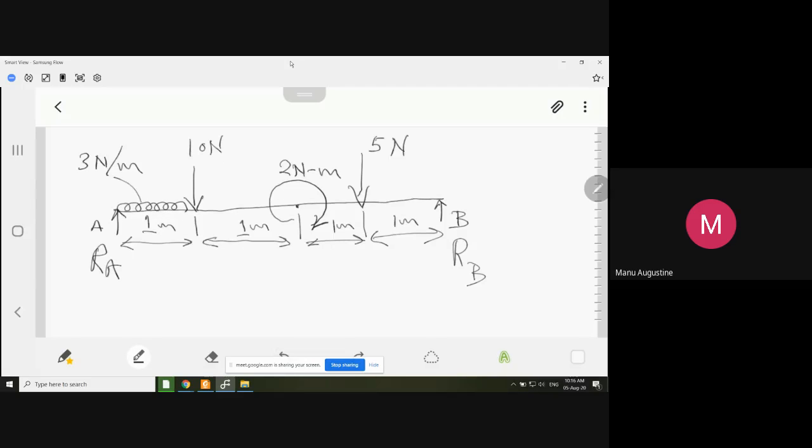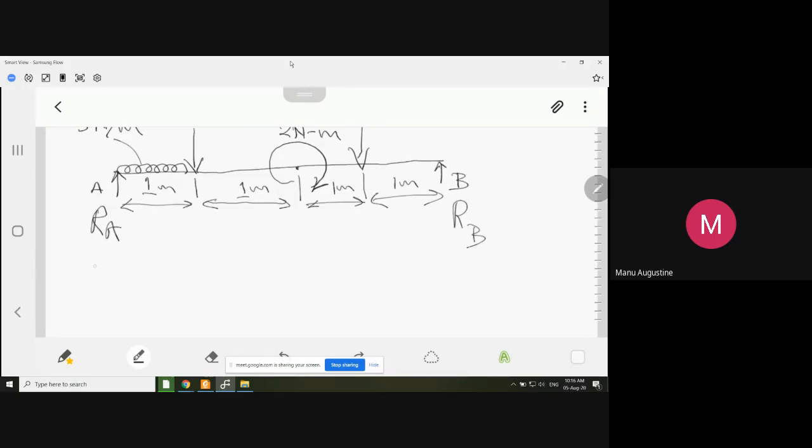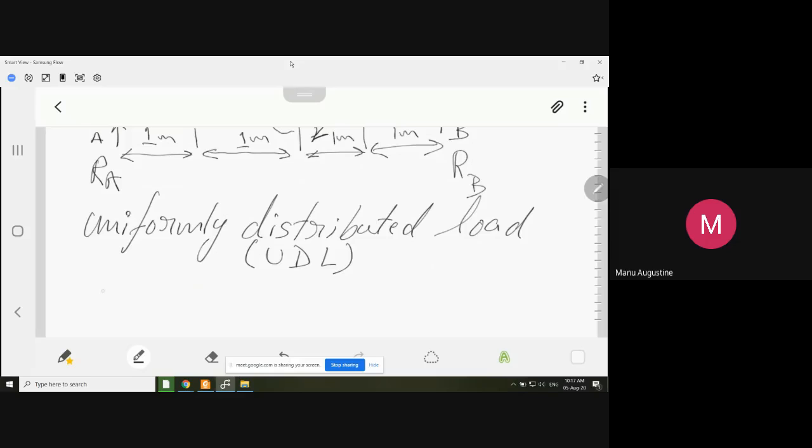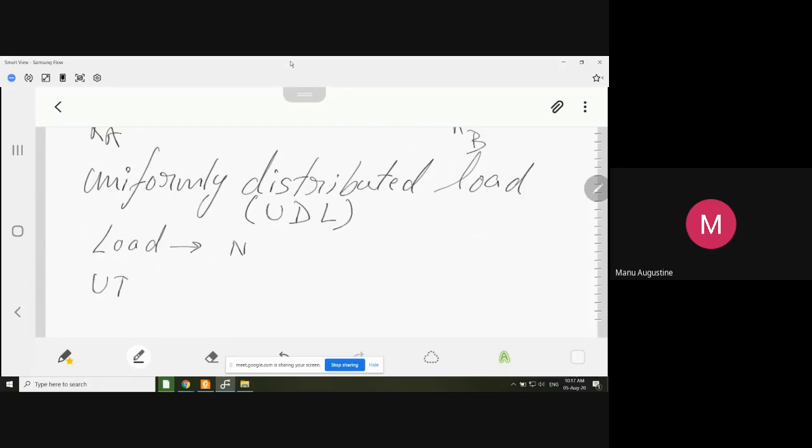3 Newton per meter. This is called as a uniformly distributed load. In short, UDL. And the unit of uniformly distributed load is, see, if a load is simply a load, its unit will be Newton. But if a load is a UDL or a uniformly distributed load, its unit will be Newton per meter. Now, what is this uniformly distributed load?